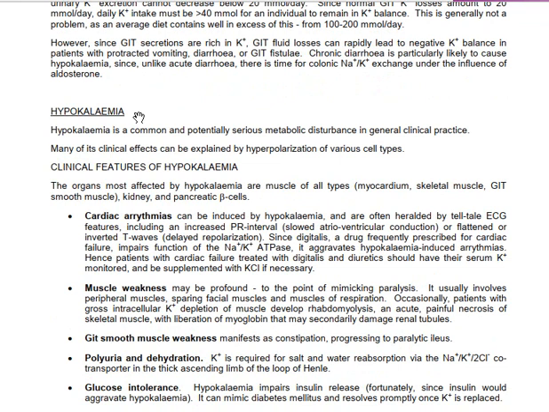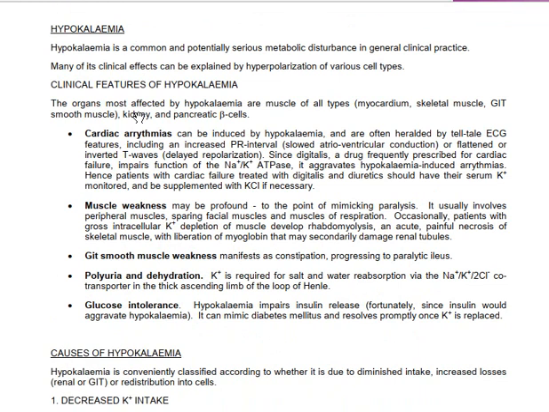We need to know that hypokalemia is a common and potentially serious metabolic disturbance in general clinical practice. Is it clear? Now, what are the clinical features of hypokalemia? We start with cardiac arrhythmia. Cardiac arrhythmia can be induced by hypokalemia and is often heralded by an ECG. Is it clear? So when you want to see that, you visualize an ECG. So here on cardiac, when you have hypokalemia, you're going to have an increased PR interval. So that's the first thing in hypokalemia. You're going to have an increased PR interval.